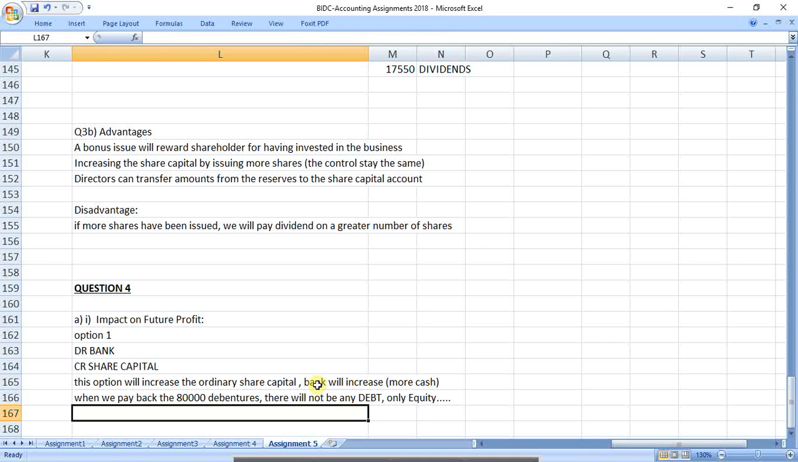So in terms of future profits, equity does not charge interest, so future profits will be higher because there will not be any debentures.